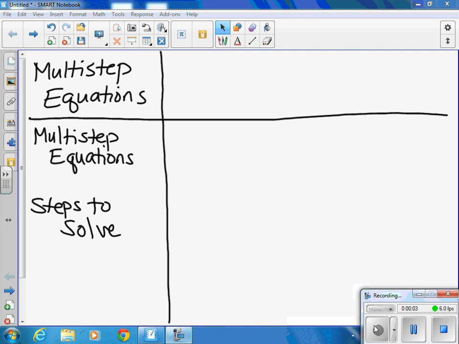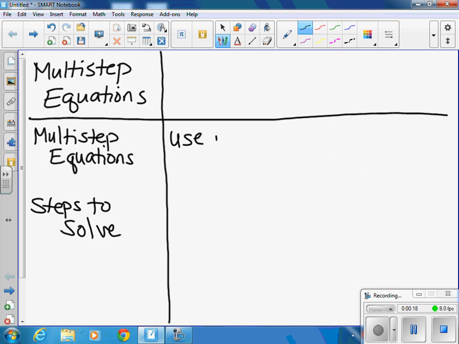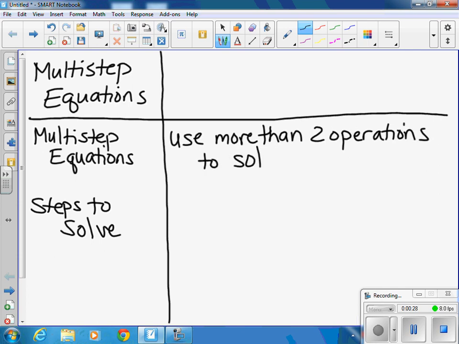All right, in this lesson we will attempt to solve multi-step equations, and multi-step equations are the next branch up from two-step. After two-step, you no longer call them three-step, four-step, etc. They are just known as multi-step equations. And for multi-step equations, those are going to use more than two operations to solve. It could be 3, it could be 4, it could be 5, but it's more than 2.